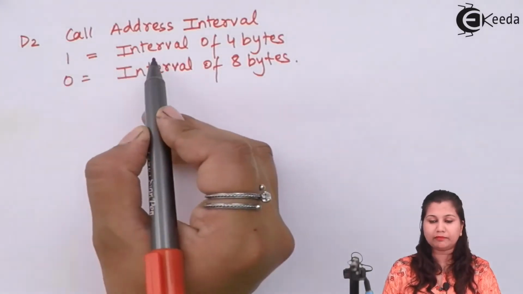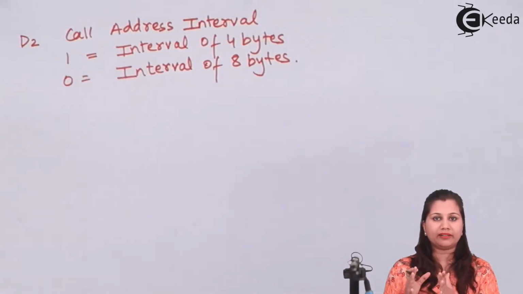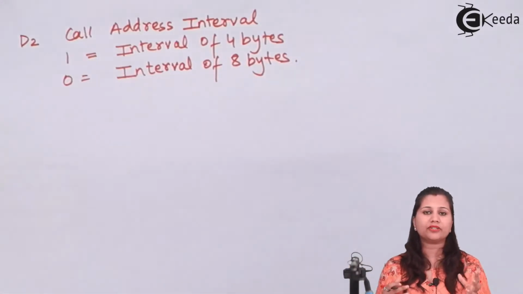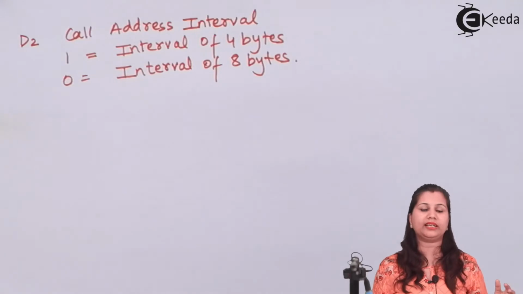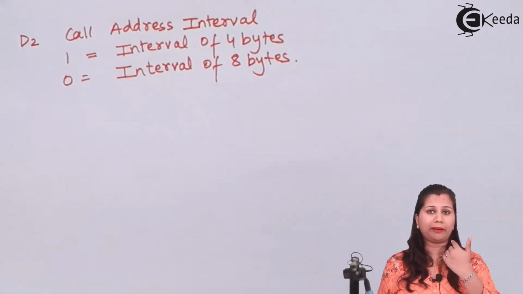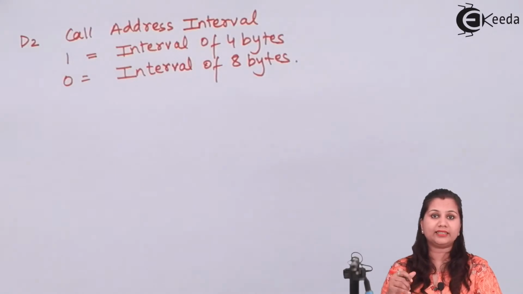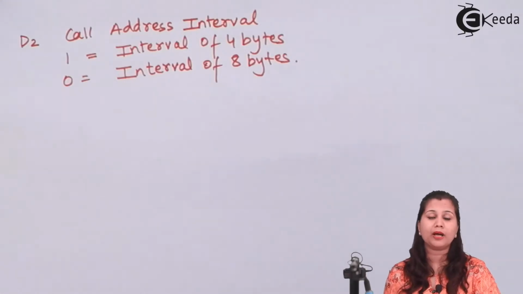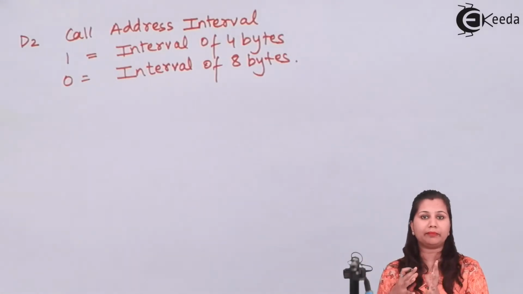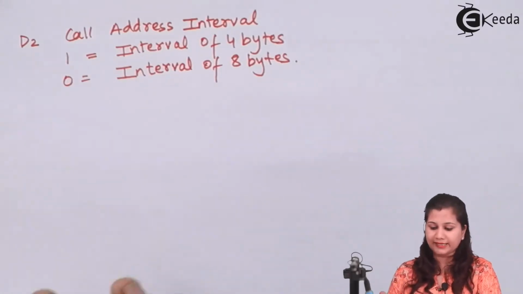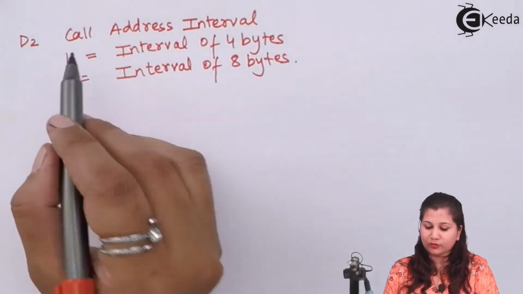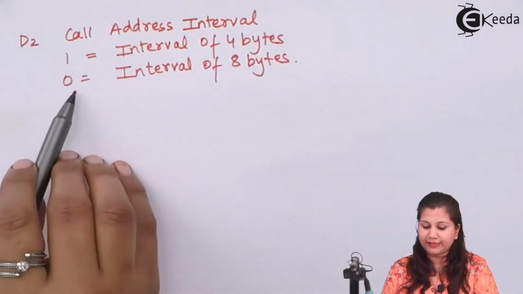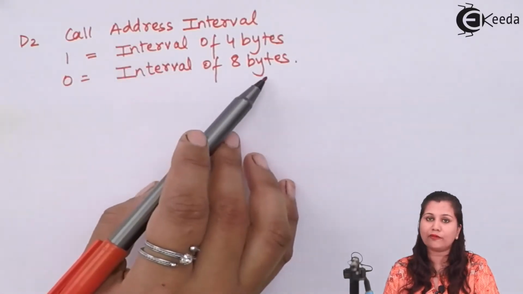So when this bit is 1, it means that the interval between the memory locations is 4 bytes. Because if service routines are written at one place only, then how is the microprocessor going to decide that this service routine is for the first interrupt and this service routine is for the second interrupt? So the difference between the memory locations, between the addresses, is decided by this bit. If it is 1, then the interval between the call addresses is 4 bytes, and if it is 0, then the interval between the addresses is 8 bytes.